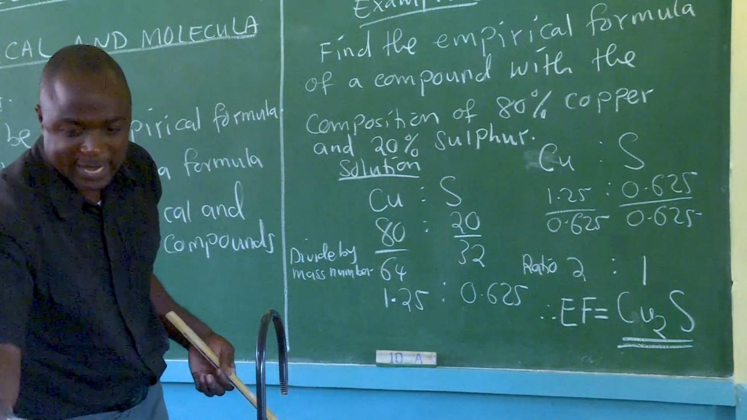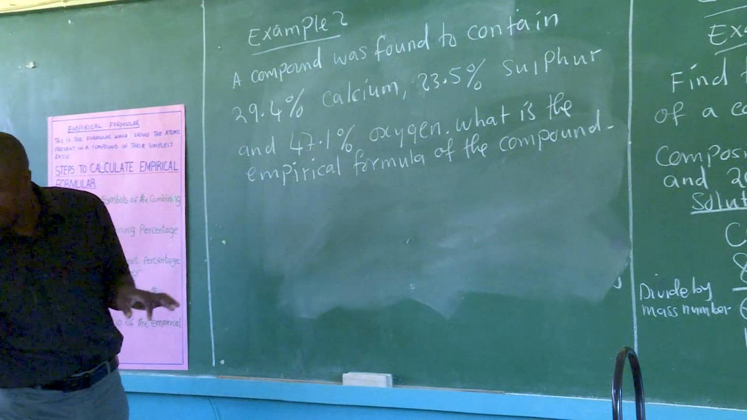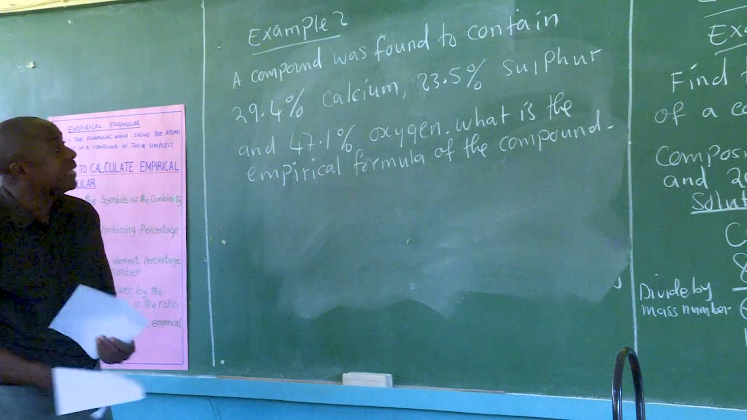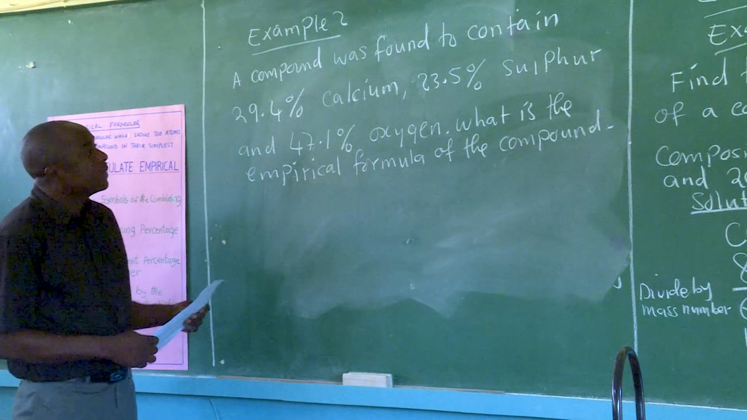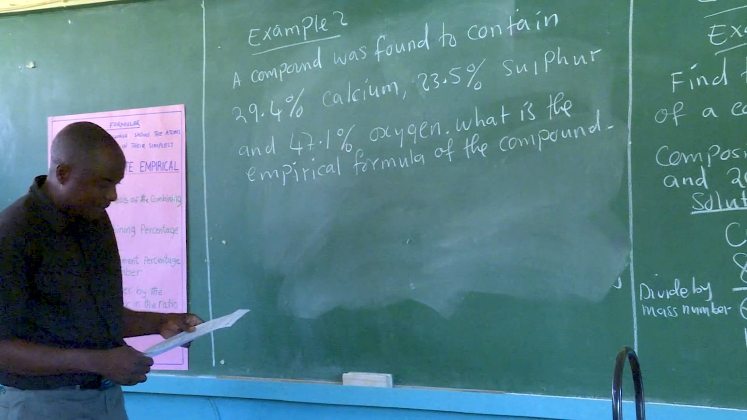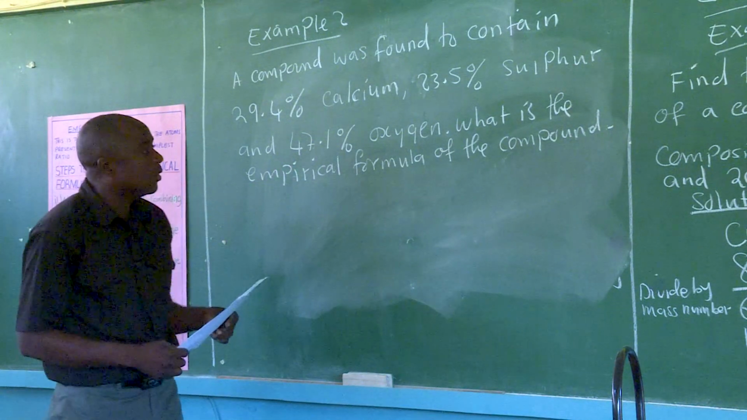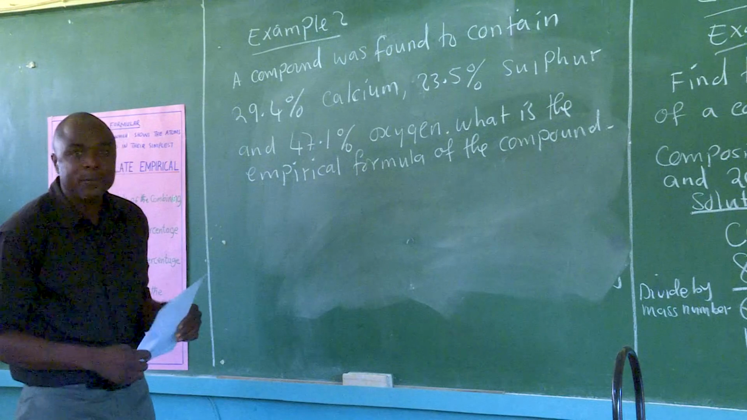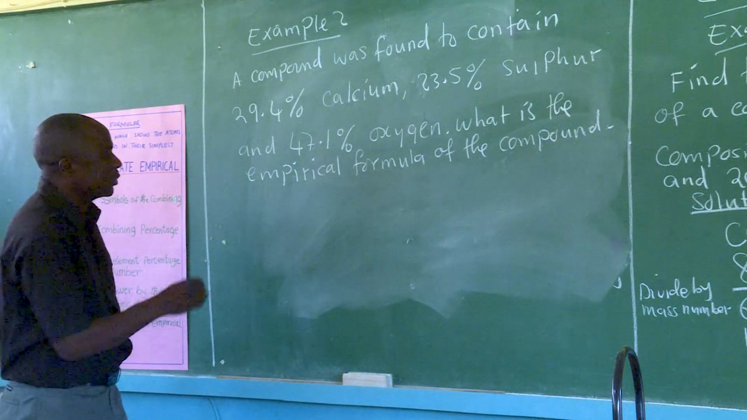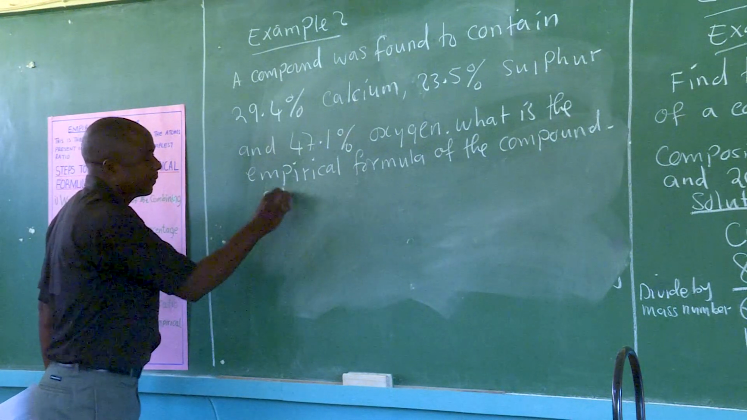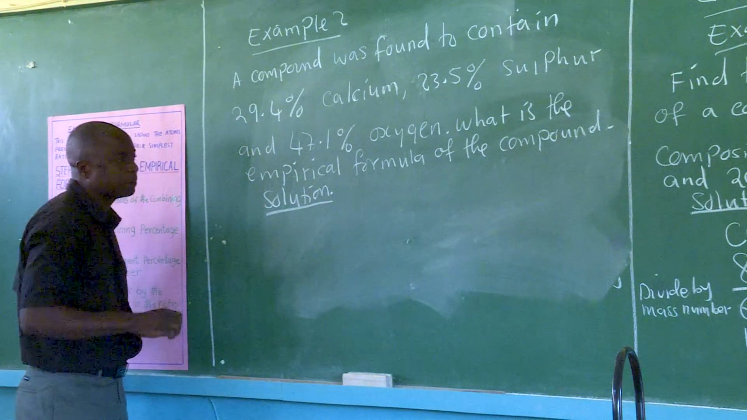Let's look at another example. A compound was found to contain 29.4% calcium, 23.5% sulfur, and 47.1% oxygen. What is the empirical formula of the compound? Are we okay? Okay. Let's look at the solution.